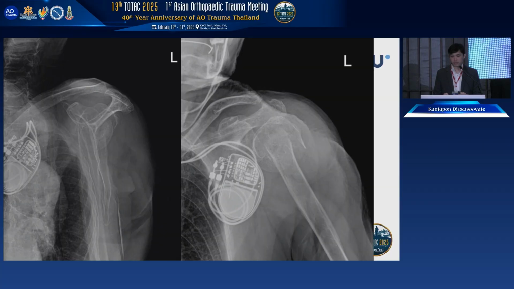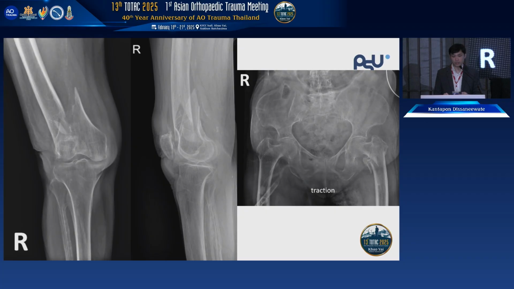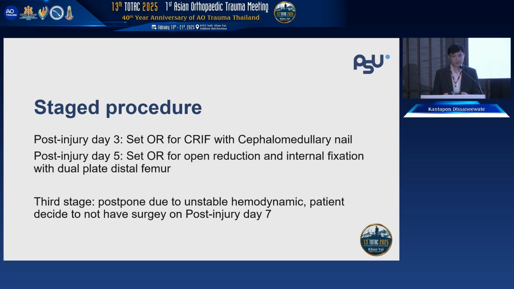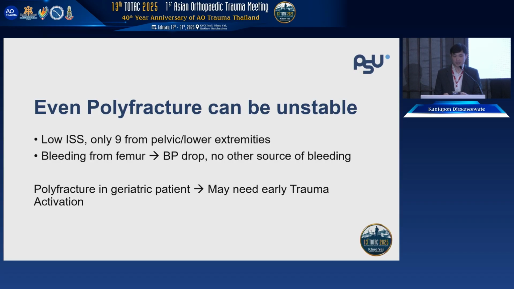I'll just skip this. Another consideration is that they cannot withstand prolonged surgery. Maybe in a young patient, you can do all these fractures in one setting, right? But in this patient, we did staged procedures. Day 3, the nail for the hip. Day 5, the nail and plate for the femur. And even for the third stage, they could not withstand it anymore and opted out of surgery. So even polyfracture patients can be unstable.